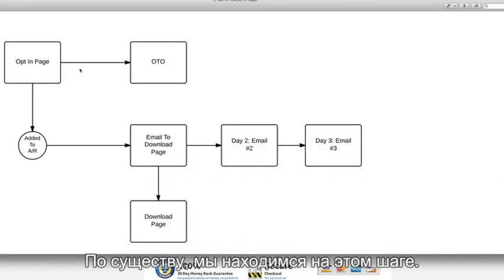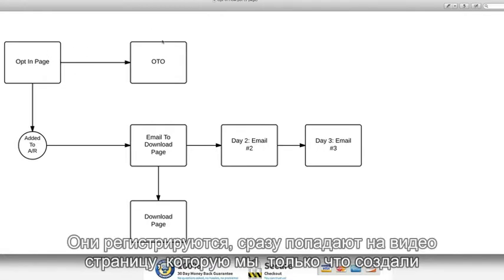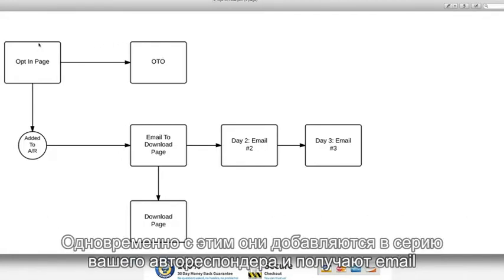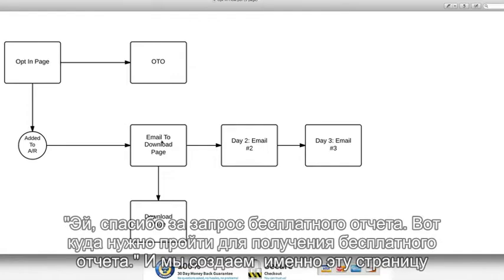Essentially, we're right here, right? Now they've opted in. They immediately went to the little video page that we built. That's our one-time offer page, also known as a pitch page, also known as a thank you page. They're all the same thing. Now, simultaneously, they're going to be added to your autoresponder series, and they're immediately going to get an email that says, hey, thanks for requesting that free stuff. Here's where you go to get the free stuff. And that's what we're about to build.